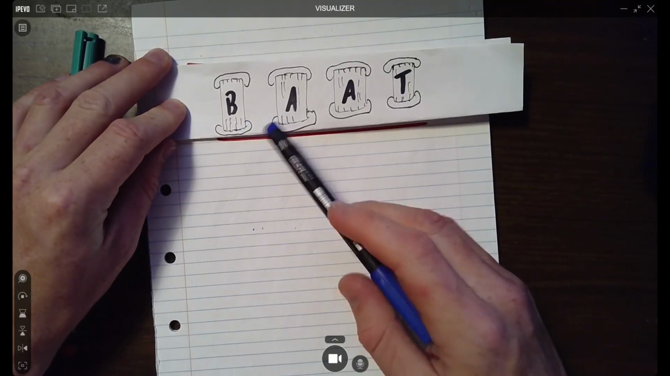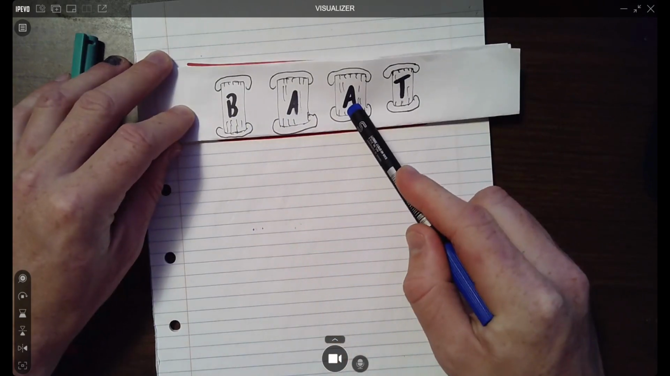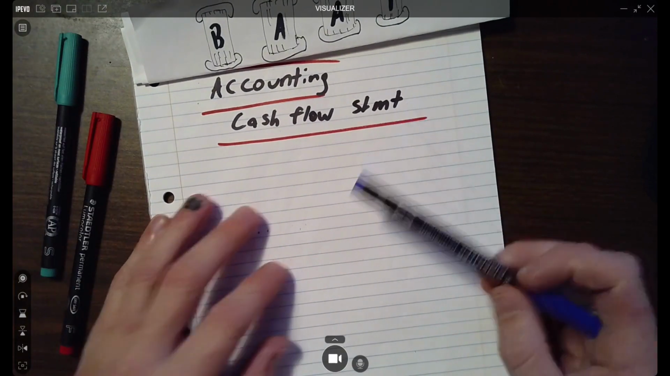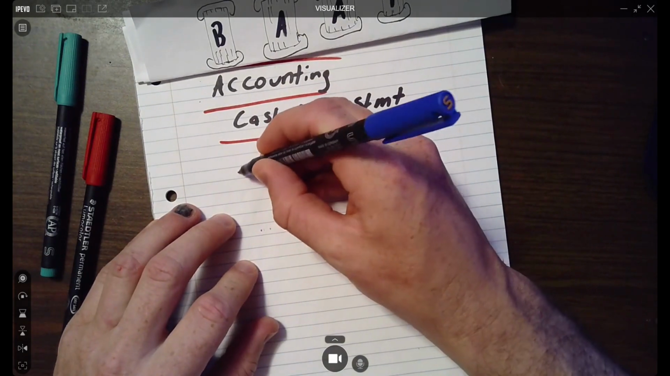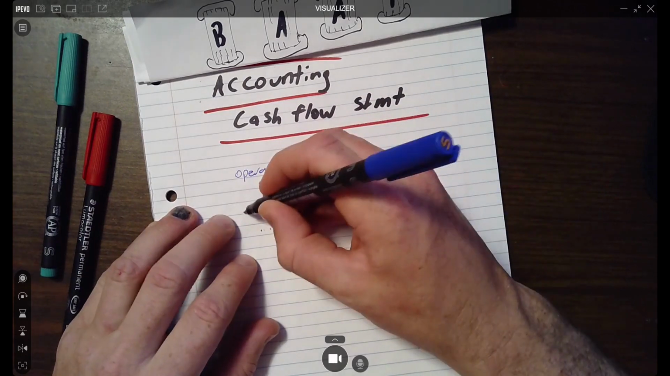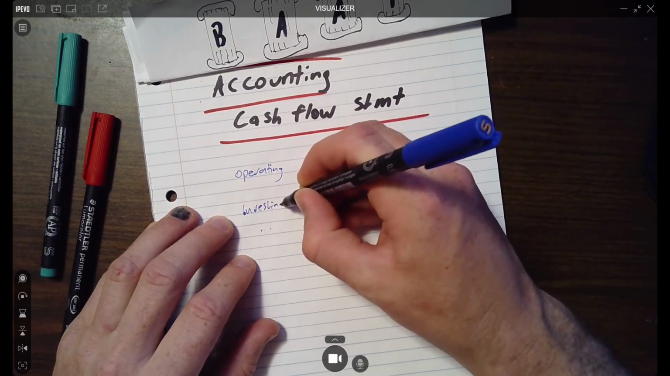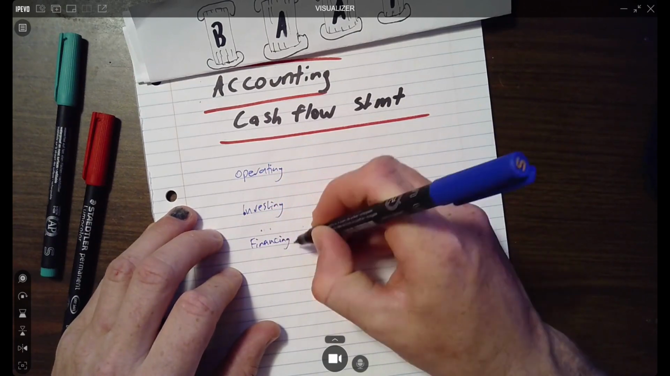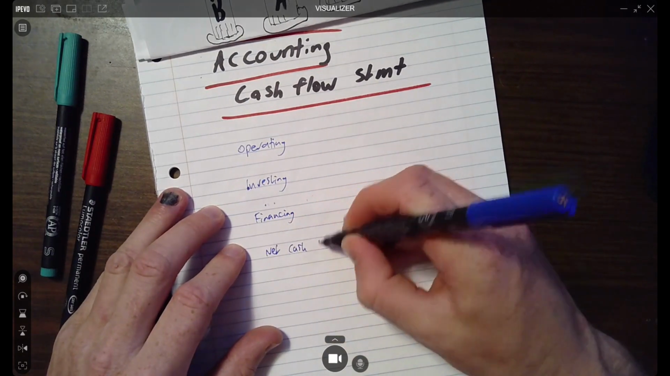Today on the Four Pillars podcast, we are talking about the third pillar, and that is the pillar of accounting. Today's topic is the cash flow statement. A basic cash flow statement has four components. It discusses the operating activities, the investing cash flows, the financing cash flows, and finally an overall net cash increase or decrease.